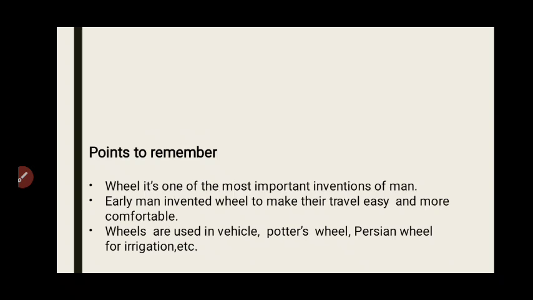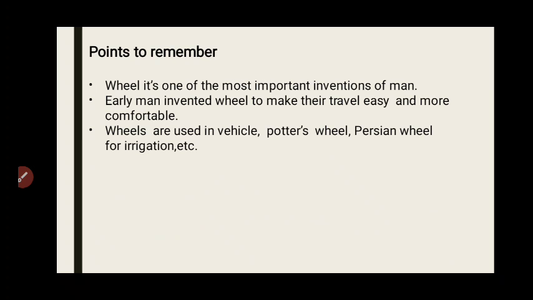Now let's see what we have learned. Wheel is one of the most important inventions of man. Early man invented wheel to make their travel easy and more comfortable. Wheels are used in vehicles, potter wheels, Persian wheels for irrigation. There are three main means of transportation. What are they? Land, water and air.